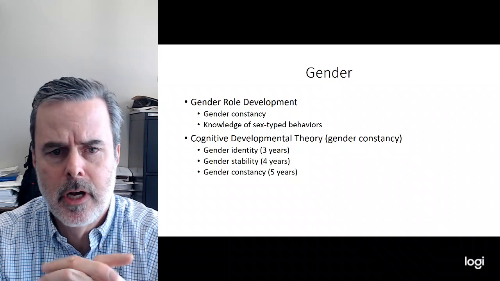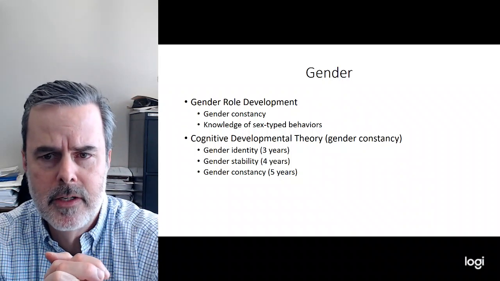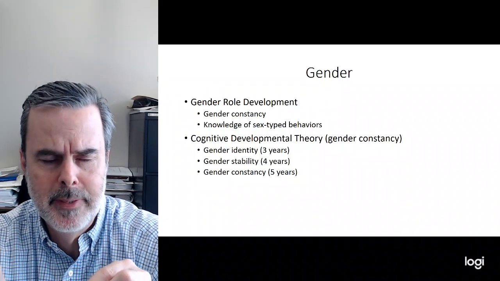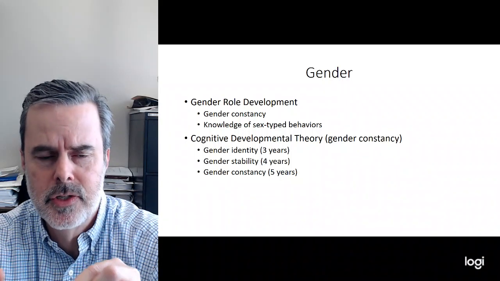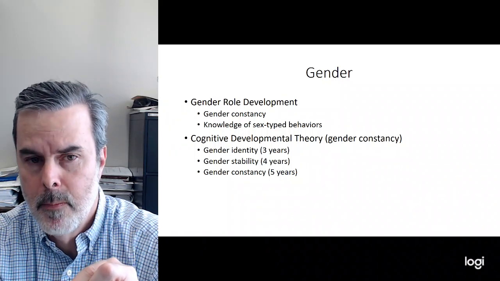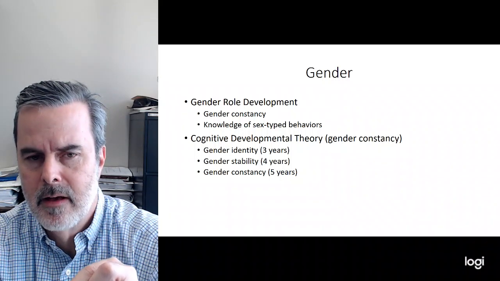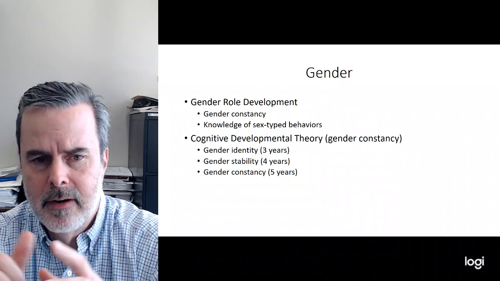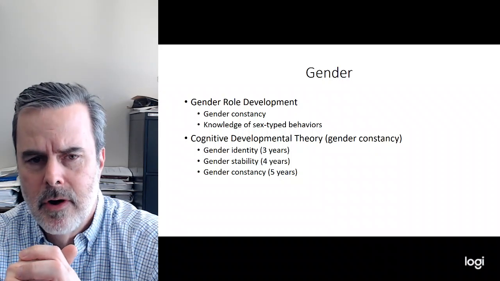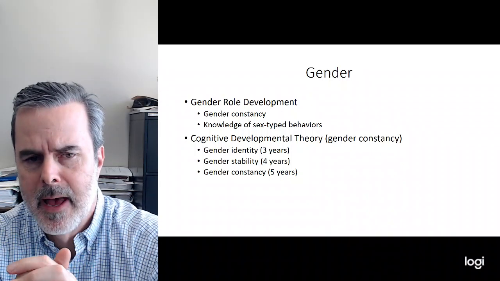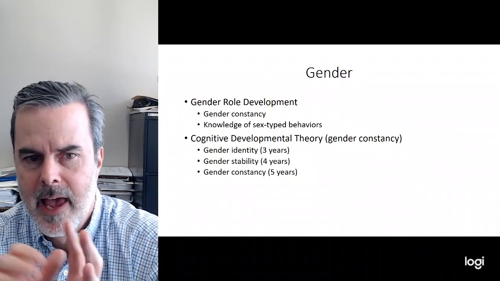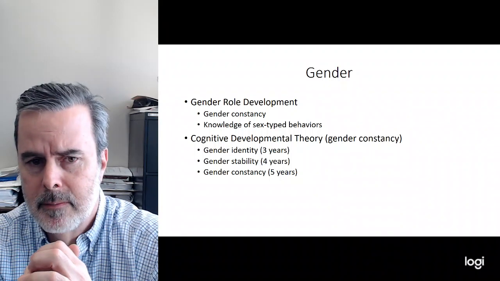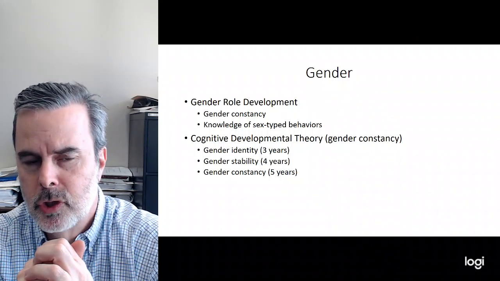Gender role development research also focuses on knowledge of sex-type behavior. Sex-type behaviors simply refer to behaviors that society considers to be appropriate for males and females, men and women, boys and girls. These behaviors are based on expectations about how men and women should behave, and therefore are effectively stereotypes. Stereotypes are nothing more than beliefs or expectations about how people should behave.